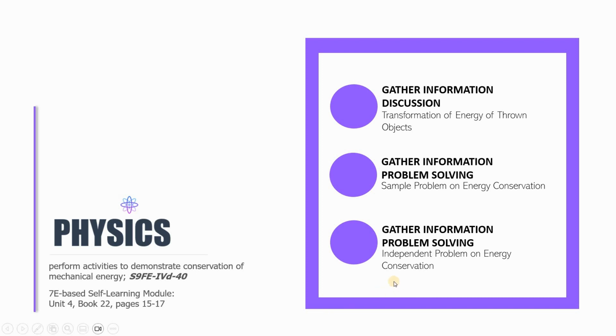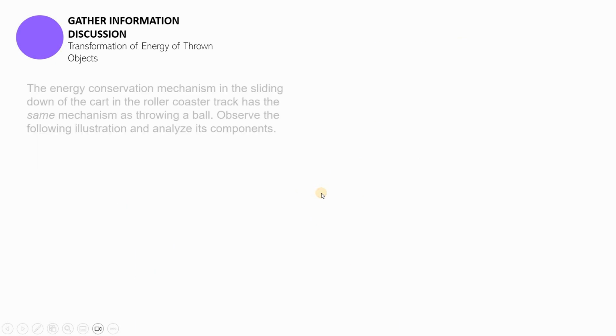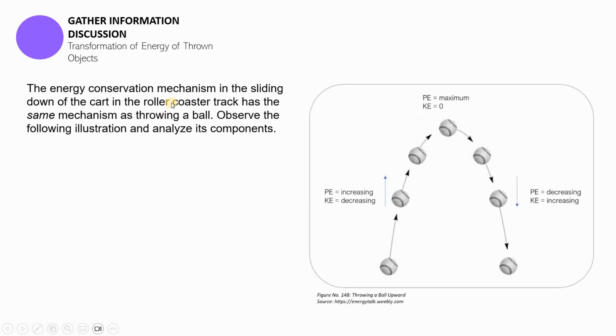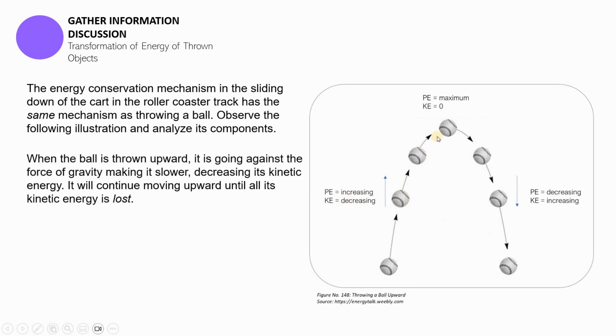All right. The first part of this session is discussion. The energy conservation mechanism in the sliding down of a cart in the roller coaster track has the same mechanism as throwing a ball. So observe the patterns in this illustration and analyze its components. First, the potential energy is increasing, whereas the kinetic energy is decreasing. Then it will reach its highest point where its potential energy is at maximum, whereas its kinetic energy is at zero, made obvious by its sudden stopping mid-air.